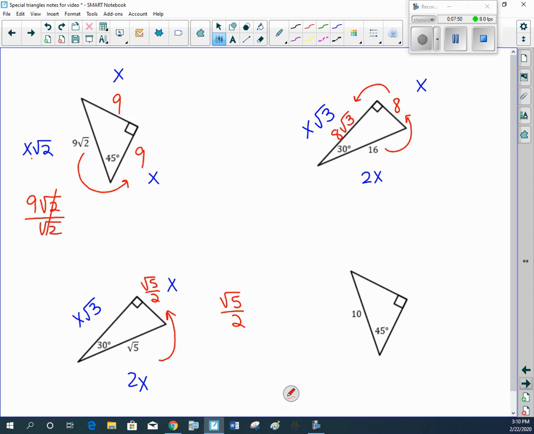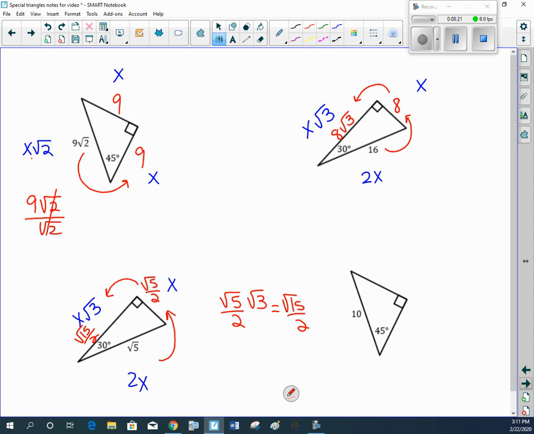Okay, I want to go from the short side to the medium side. I need to multiply. I'm getting longer. What do I need to multiply it by? Well, the ratio is the square root of 3. I'm moving to the square root of 3 side. So I got to take square root of 5 divided by 2 and multiply it by square root of 3. Well, that's the square root of 15 over 2. So this side right here is the square root of 15 over 2.